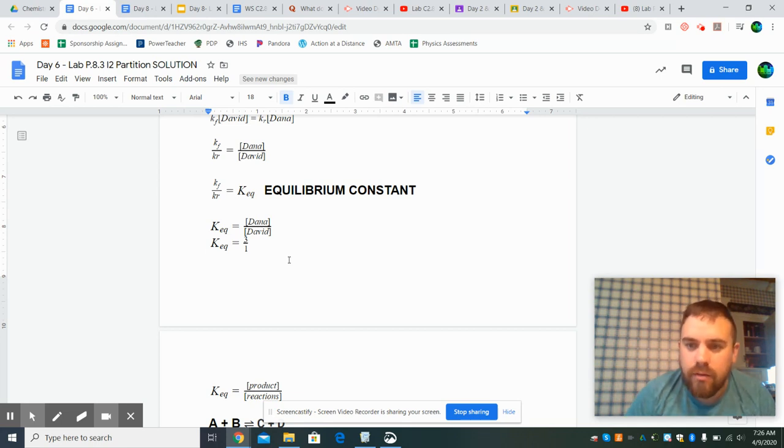What does that mean? Does that mean that the rate of going from one to the other is 3 times greater? Oh, no. Think equilibrium. Equilibrium is when the rates are equal. What that means is there are 3 times more particles at equilibrium in the Dana phase than there are in the David phase. And that is what the equilibrium constant tells us. If that number is 3, then that means it's 3 times more in the products than it is in the reactants.